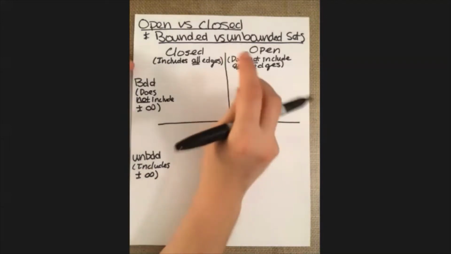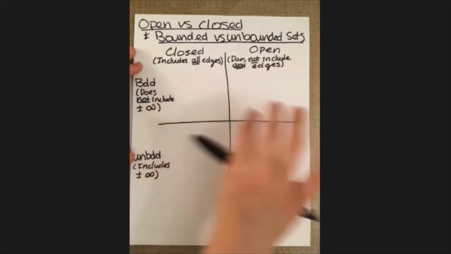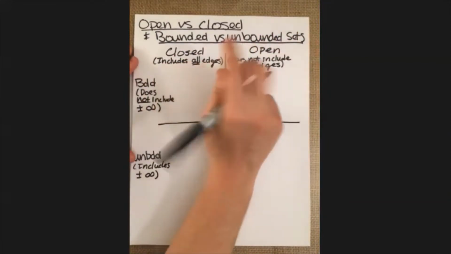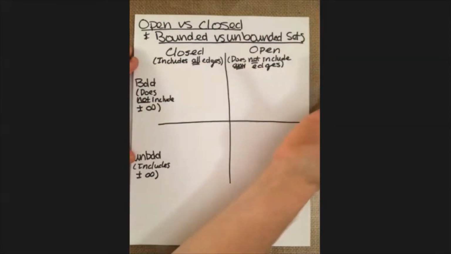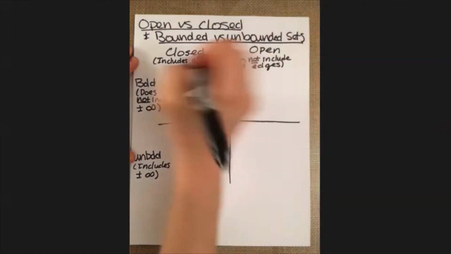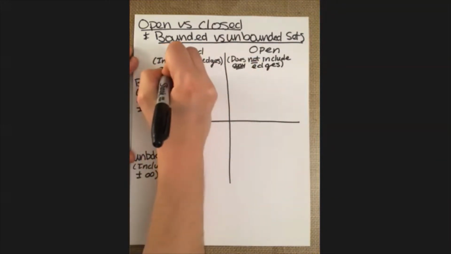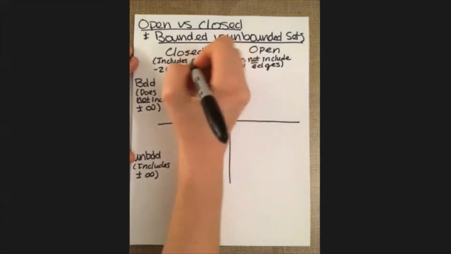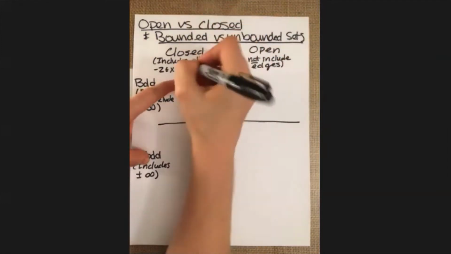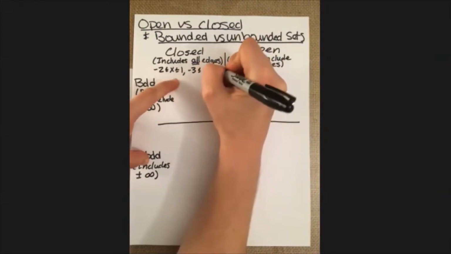Okay, so let's look at some examples of a set that is closed and bounded, closed and unbounded, and then open and bounded, and then open and unbounded. So a lot of times a closed set is characterized by having equal signs in an equality or an inequality. So one example of this would be the region -2 ≤ x ≤ 1. And then say on the y, we wanted to put the restriction -3 ≤ y ≤ 2.